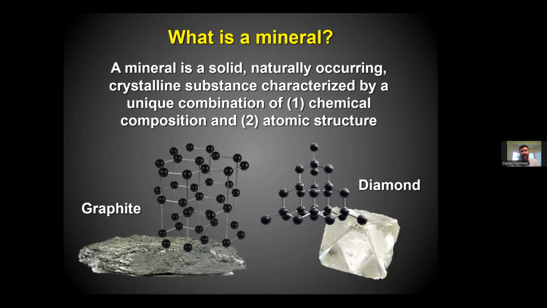And that, of course, creates the mineral diamond, which, as you probably all know, has vastly different properties than graphite does. So when we talk about a mineral species, we mean one of these unique combinations where no other substance has that particular combination of chemical composition and structure.